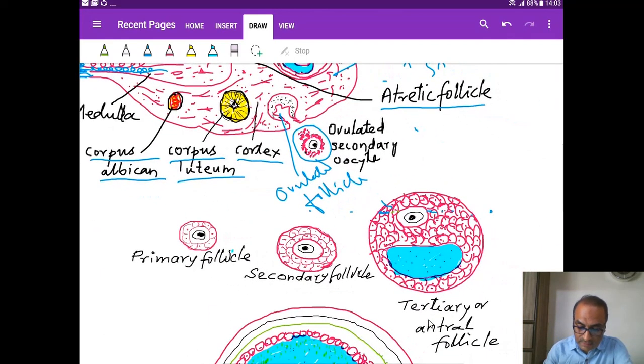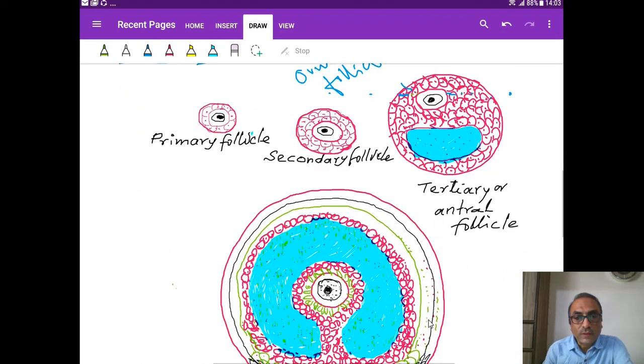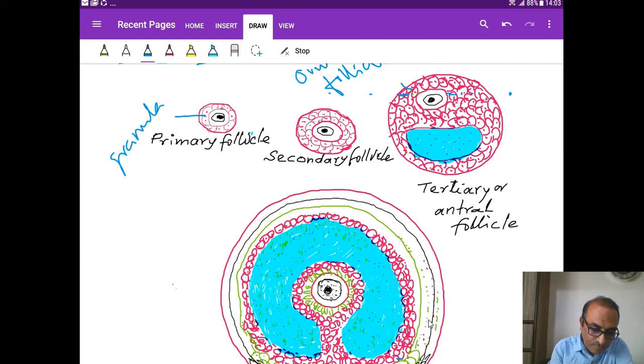Now look at these different follicles. The smallest one has the oocyte in the center, surrounded by a single layer of granulosa cells, as we see here. That forms the single covering around the oocyte, and this is the first stage of the ovarian follicle, called the primary follicle.